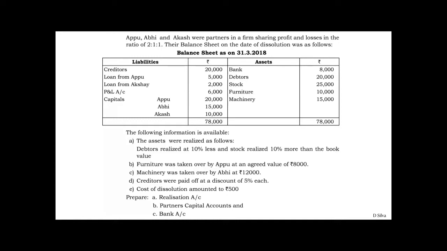Point number A. The assets were realized as follows. Debtors realized at 10% less and stock realized 10% more than the book value. Furniture was taken over by Appu at an agreed value of rupees 8,000. Machinery was taken over by Abhi at rupees 12,000. Point number D. Creditors were paid off at a discount of 5% each. Cost of dissolution amounted to rupees 500. Prepare realization account, partners capital account and bank account.